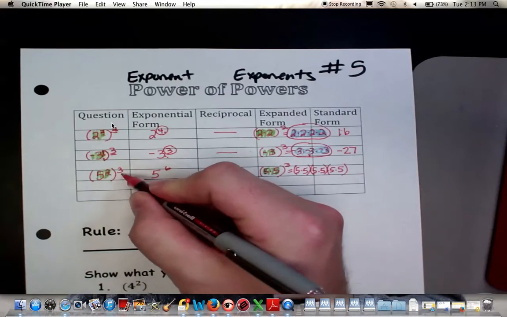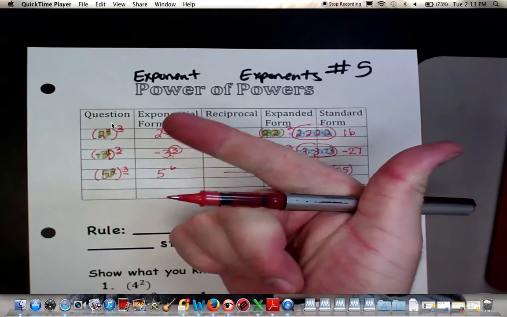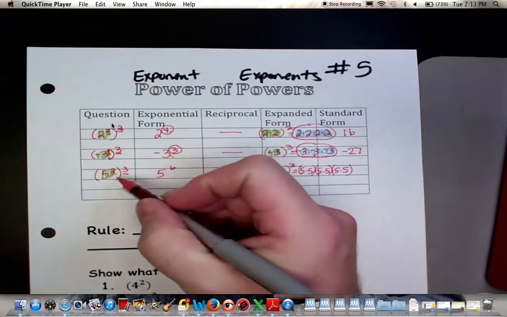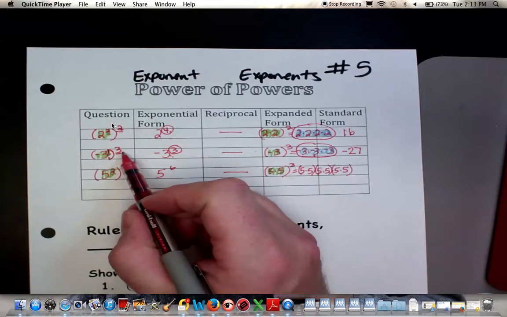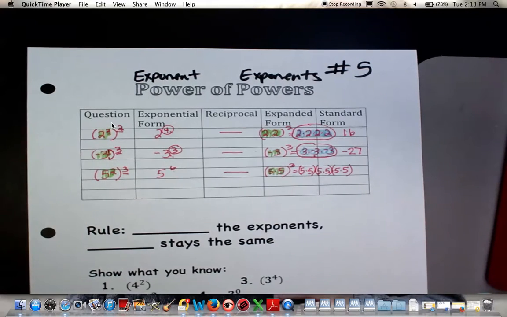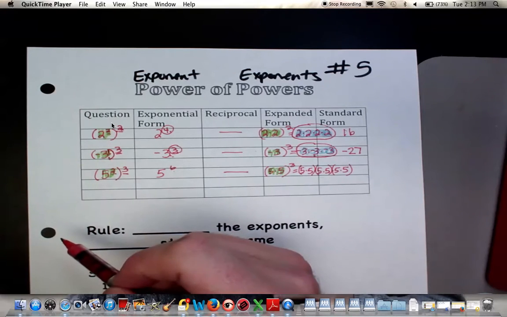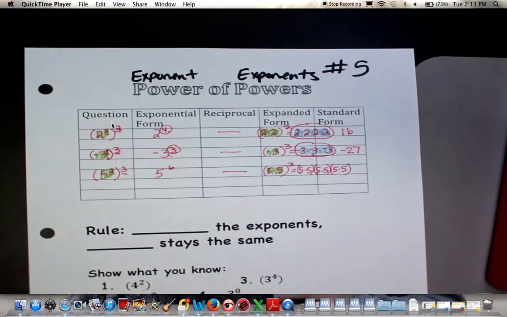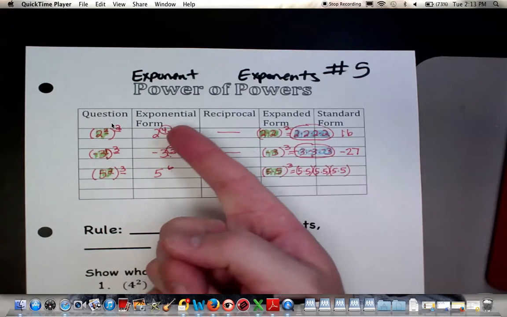Is 2 times 3 equal to 6? Well, let's think: 2, 4, 6. It is. So when I multiply 2 times 3, I get the answer 6. Let's check this one, 1 times 3. Is it 3? It is. What if I multiply 2 times 2? Does that give me 4? It does. 2 times 2 gives me 4, so it works.